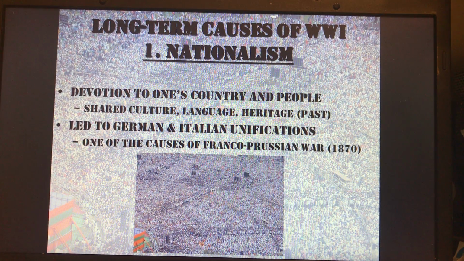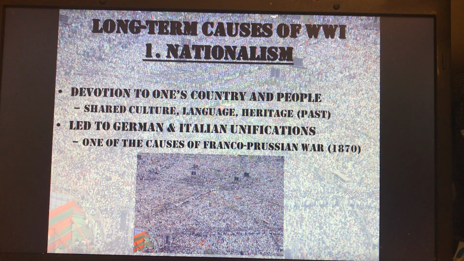Now, these long-term causes of the war are not in any necessary order. One cause is not more important or more long-lasting than the other. They all had their part in creating the circumstances that led to the outbreak of the Great War.